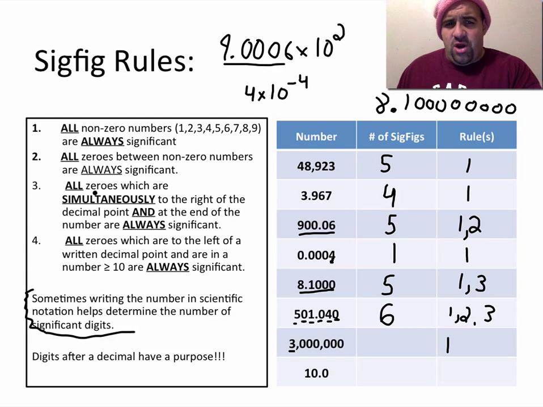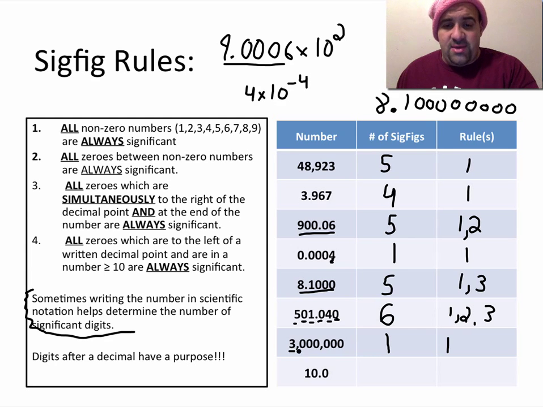All zeros which are simultaneously to the right of a decimal point and at the end of a number are always significant. Well, these zeros are at the end of a number, but they are not to the right of a decimal point, so they do not satisfy rule 3. All zeros which are to the left of a written decimal point. We don't even have to keep reading this because there is no decimal point in this number. So none of these zeros are to the left of a decimal point. They cannot be significant. So this only has one significant figure per our rules.